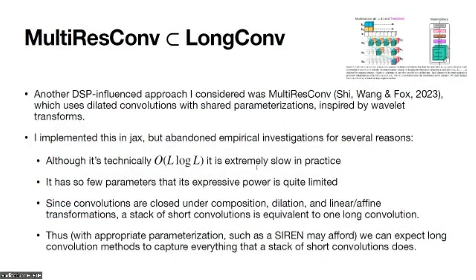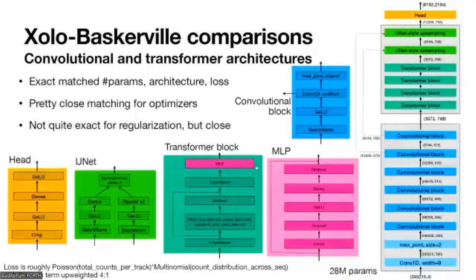The last method that I looked at is this multi-resolution convolution, which is essentially a wavelet-inspired stacked dilated convolution system, a bit like DeepMind's WaveNet. This is not nearly as expressive, doesn't have very many parameters, and unfortunately didn't do very well in my methods. But it's interesting to note that any of these combined convolutions can be represented just as one single convolution, since convolutions are closed under composition.